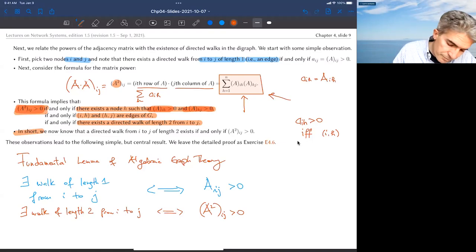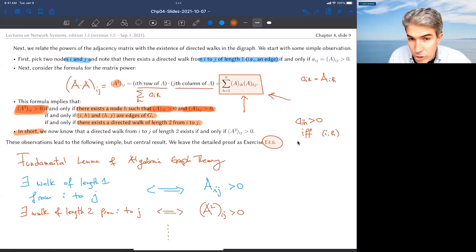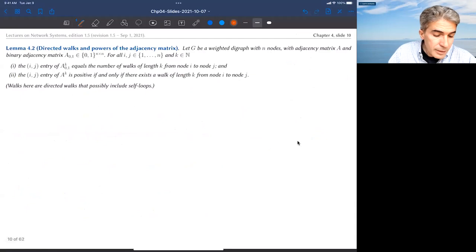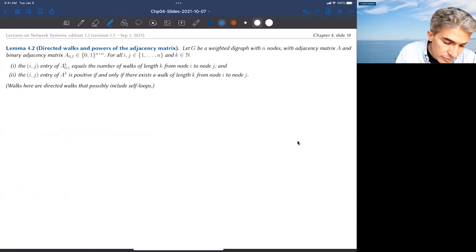Now, I'm not going to continue this. I'll leave it to you as an exercise, 4.6, but essentially now you can use a proof by recursion. You can see the mechanism, you use a proof by recursion, and you can prove this elegant and powerful fundamental lemma. The lemma relates the existence of directed walks of a given length between given nodes with the powers of the adjacency matrix.